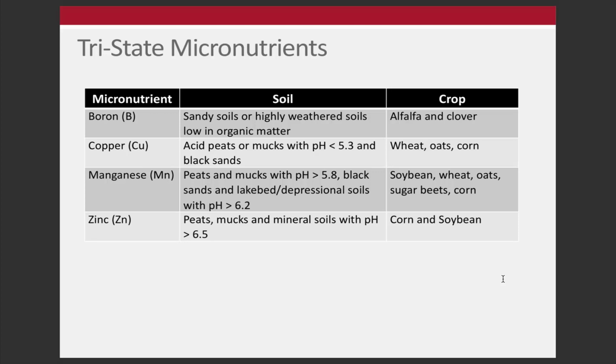And then zinc. Zinc deficiencies are primarily going to occur in peats, mucks, and mineral soils with pHs greater than 6.5. And by far the most common reported deficiency of zinc is in corn, but soybeans can also have some deficiency. So this is work that was, again, published in 1995, and today we still believe this, that not much has changed in this regard. So it's relatively old information, but it's still very relevant today.